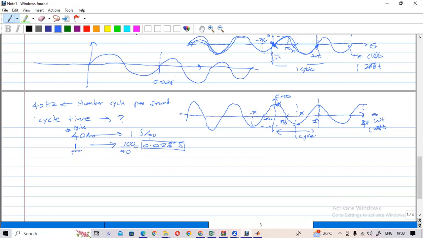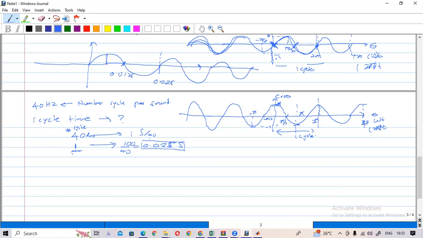Another cycle you can write like this. And what is this value? That is half of a cycle. The full cycle is 25, this is 5, half of a cycle. That means that is the half of the cycle time, no? 0.025. This will be 0.0125.